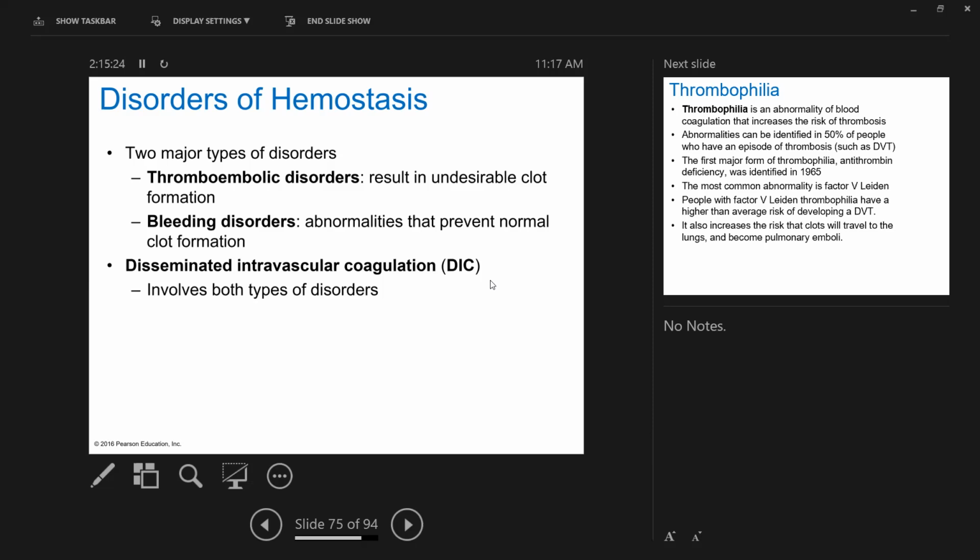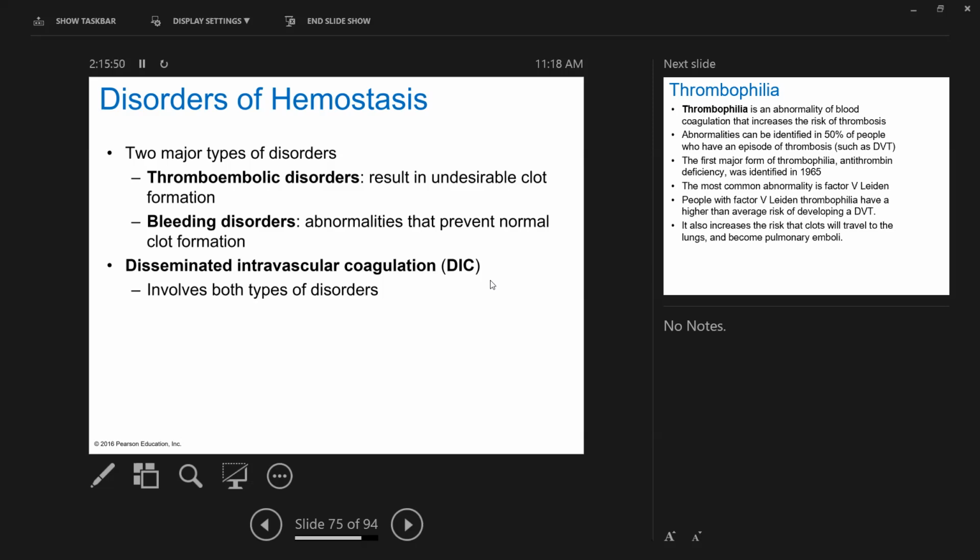The danger occurs if that clot starts to break apart and move. Because if it moves, it's going to go up to the heart, and then from the heart, it may go into the lungs. So people that have some sort of disorder run the risk of developing unwanted clots. The other side of this is a bleeding disorder where you don't clot properly.